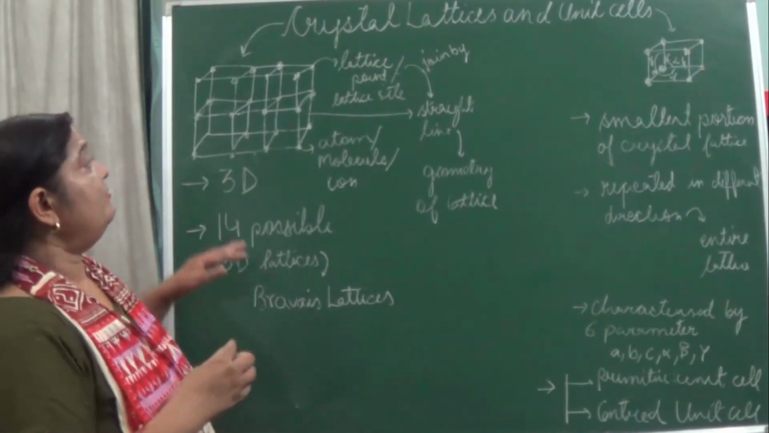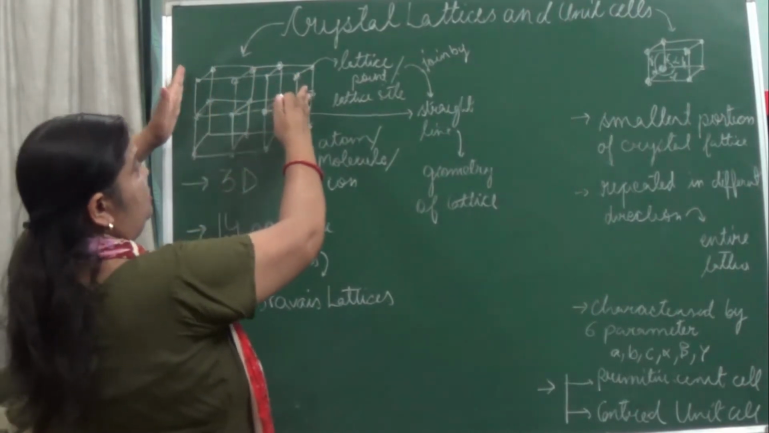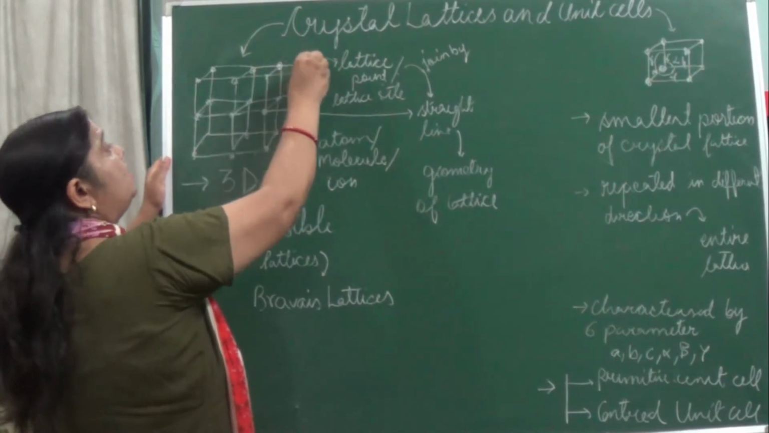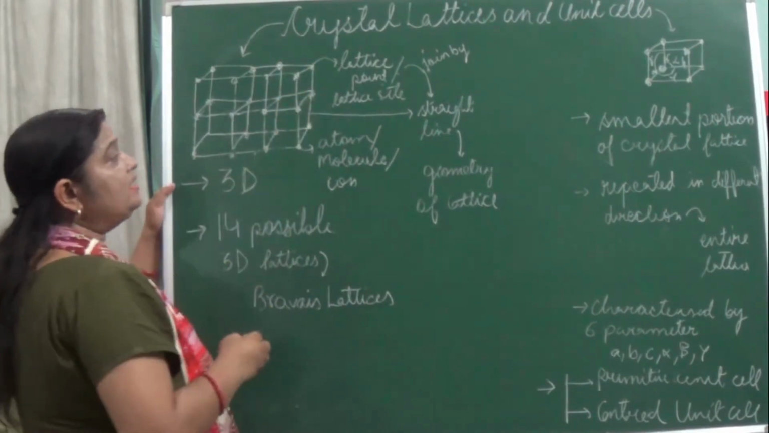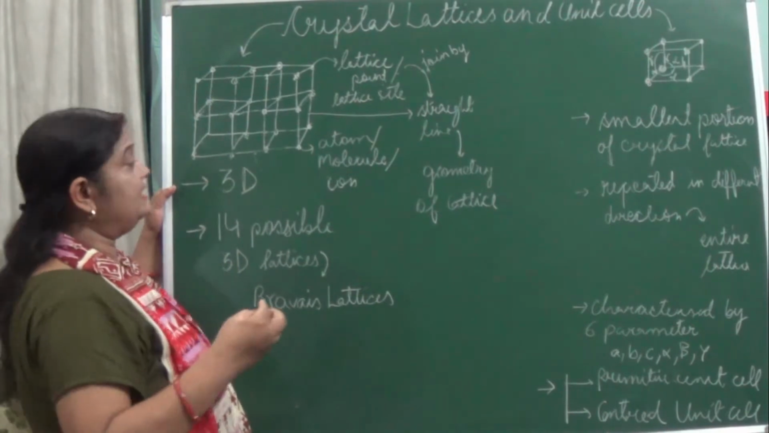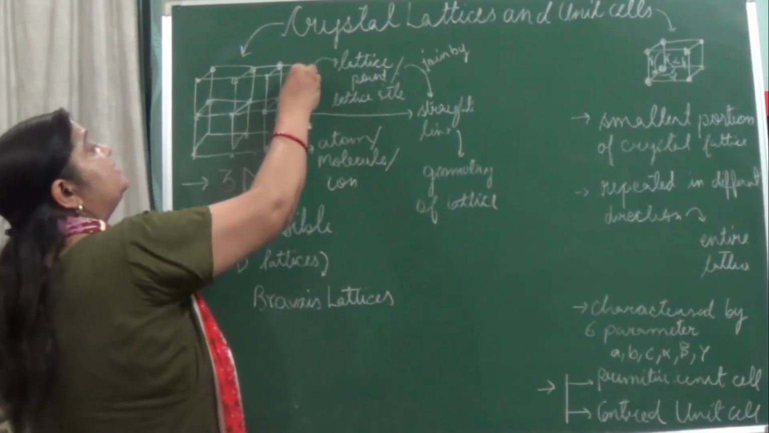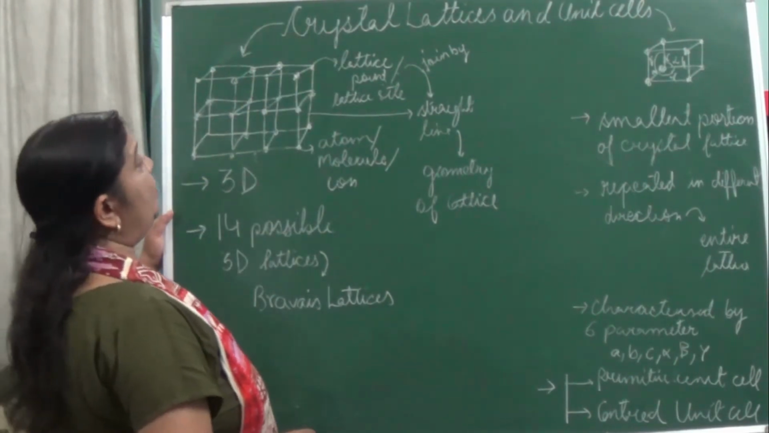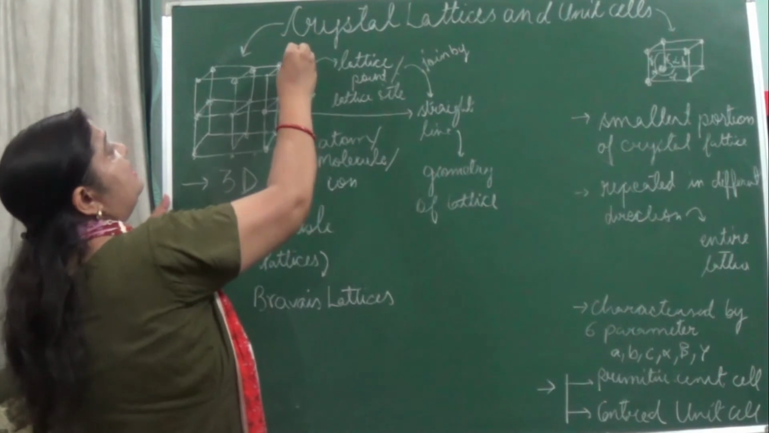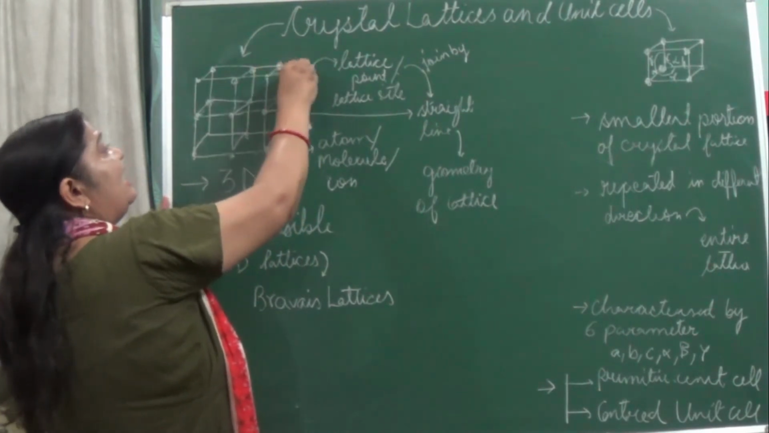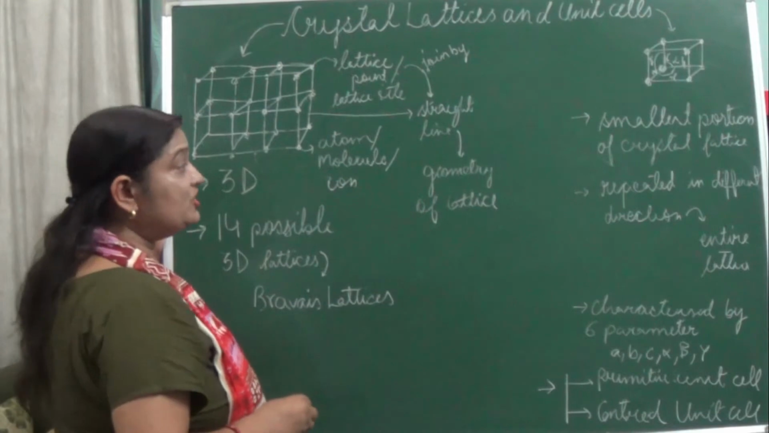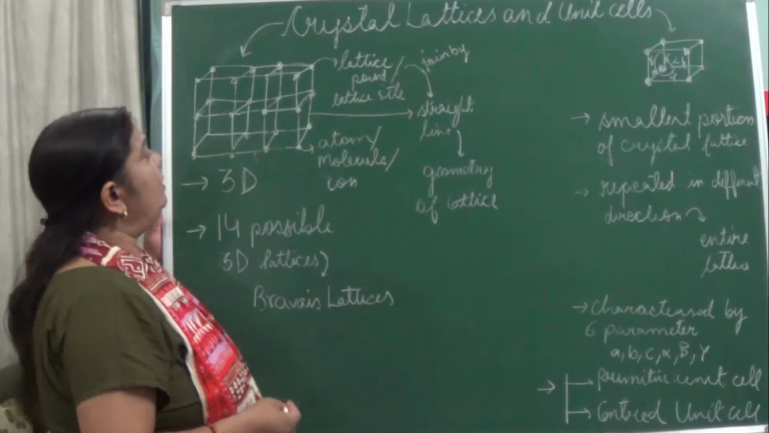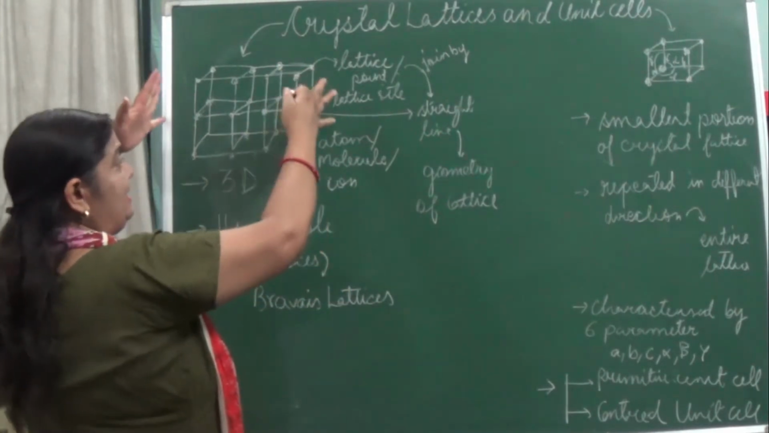Now when we are representing a whole lattice structure of the solid, you will see that there are points. What are these points actually? These points are the lattice points or the lattice sites where atoms, molecules or ions are arranged. When we join them with straight lines, it gives a shape, as a result, the geometry of the lattice. So this is the whole lattice structure.